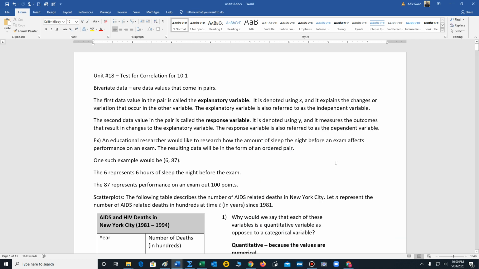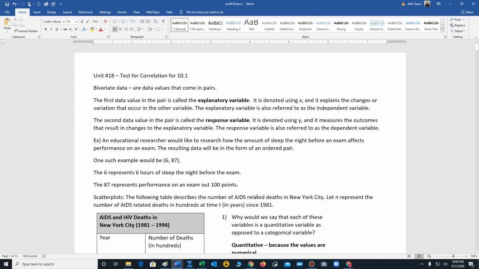Okay, so we are now in Unit 18, Test for Correlation, Section 10.1. We start with a couple of definitions. First, let's define bivariate data. Those are data values that come in pairs.